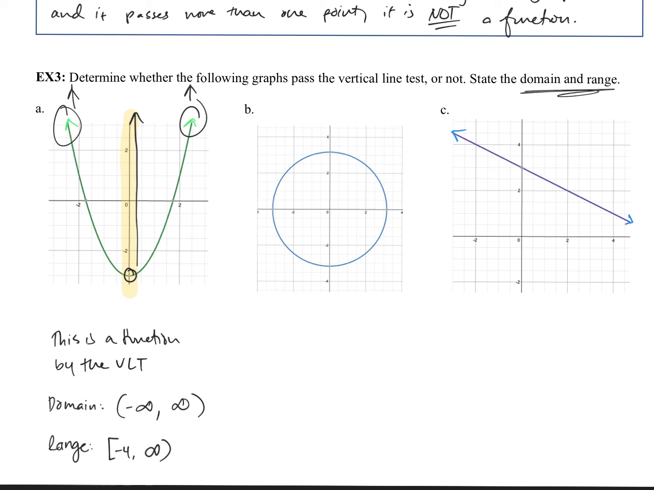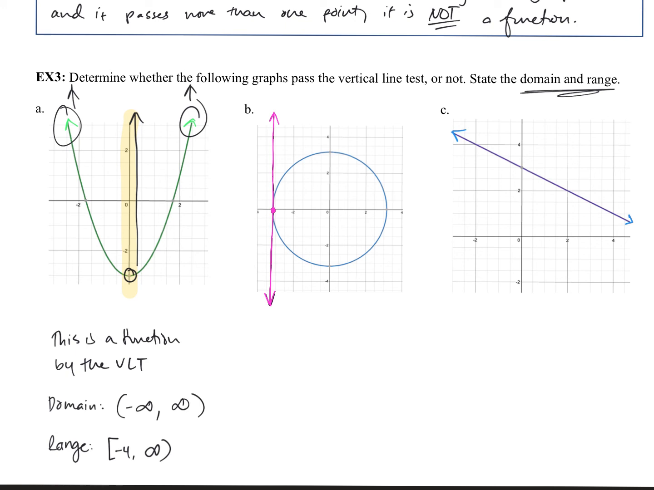All right, let's move on to the next one, b. What is that? That's a circle. So let's go ahead and drop some vertical lines. We drop a vertical line right here, and let me change colors. And it hits 1 point. Well, I could be satisfied and say, hey, yeah, this is a function. It only hits 1 point.